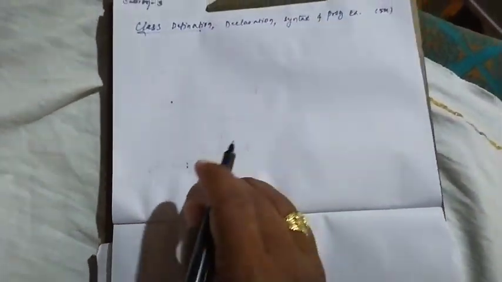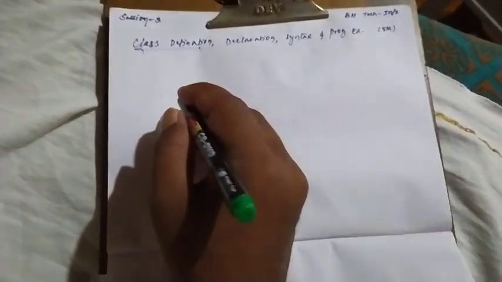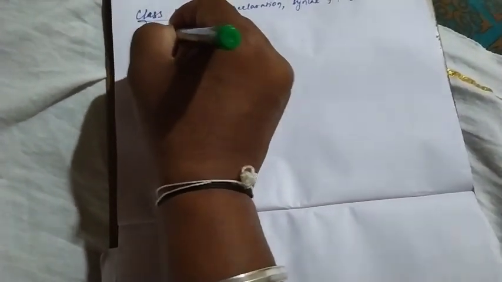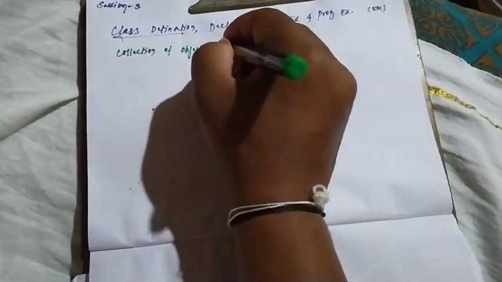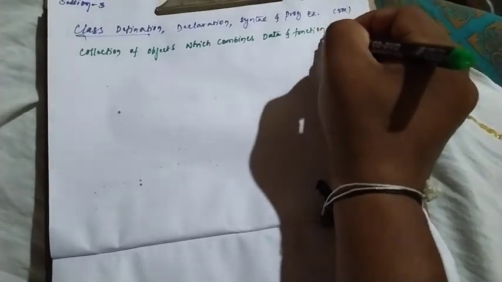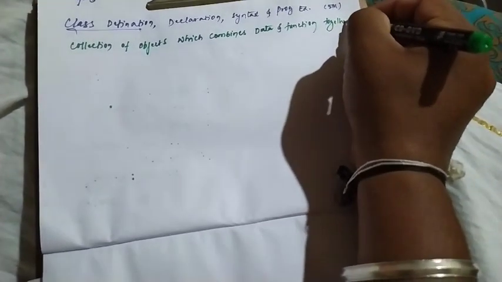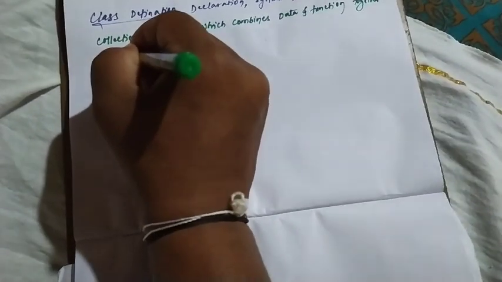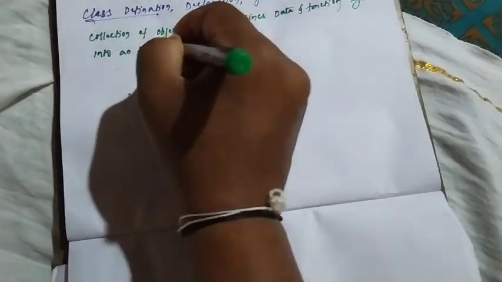Let me start with class definition. A class is a collection of objects which combines data and function together into a single unit.